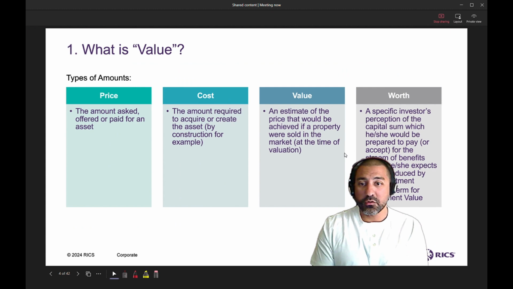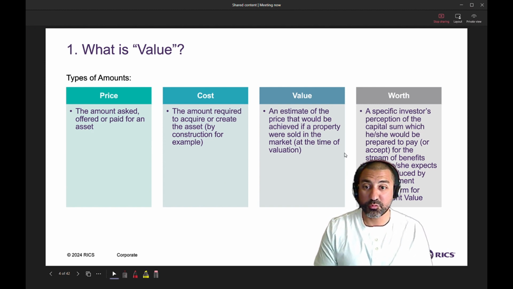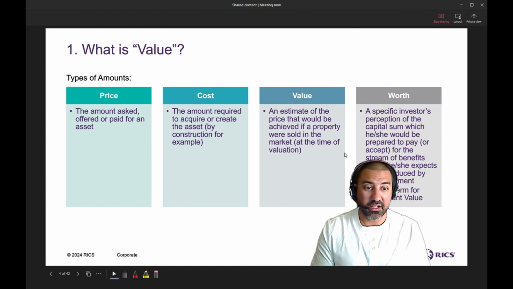So the first question you have to ask is, what is the amount that you are giving an opinion of? Are you giving an opinion of price, cost, value, or worth, and what is the difference between them? According to the standards, a price is just a label. It's just a number that you put on an asset to be sold or bought.